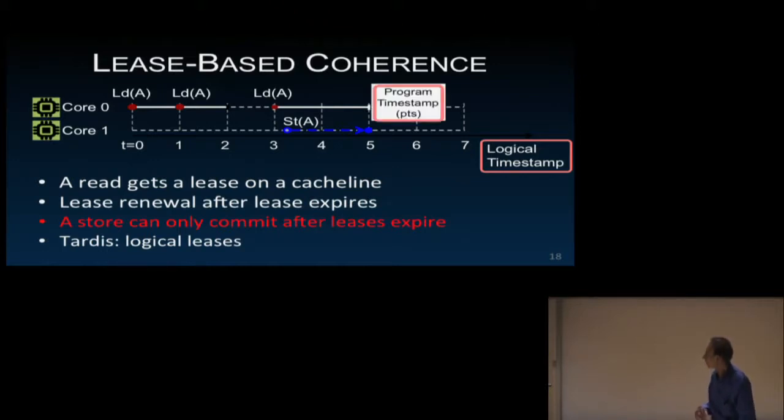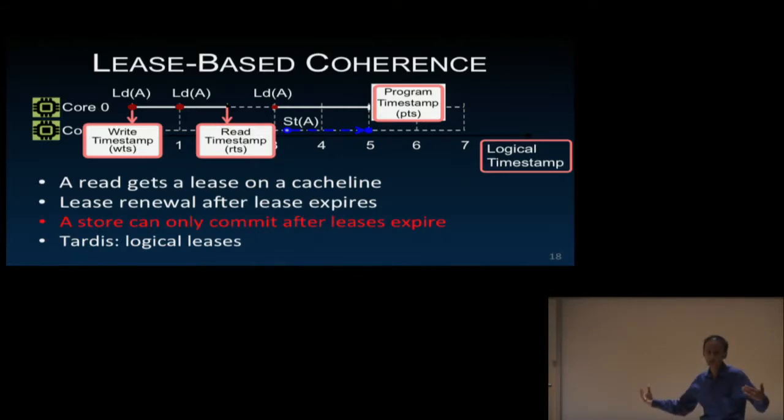We're going to do this in a different way. We're going to use logical leases. We're going to have many different logical times associated with every different program that is running on different processors. And so there's going to be multiple PTSs, program timestamps. And so the bottom, t equals 0 through 1, think of it as logical time.